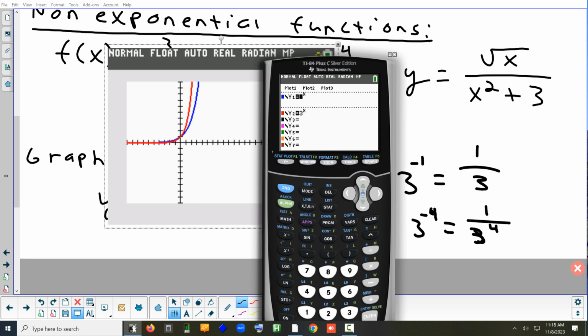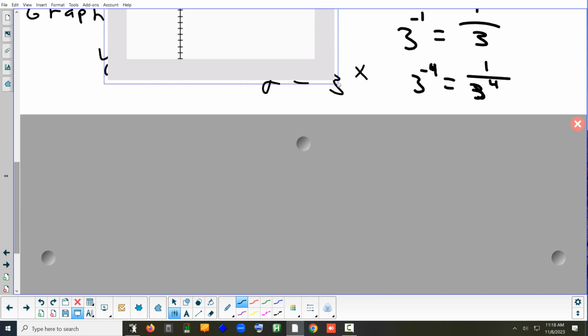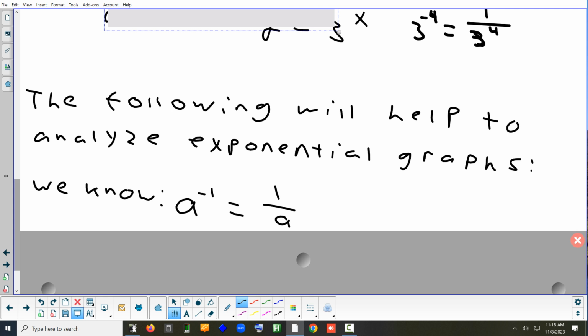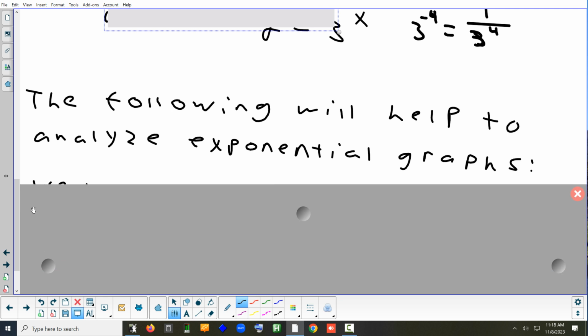Now, does it ever reach 0 as you keep heading to the left? No. So exponential functions have horizontal asymptotes. Okay, so let's take a look at something.